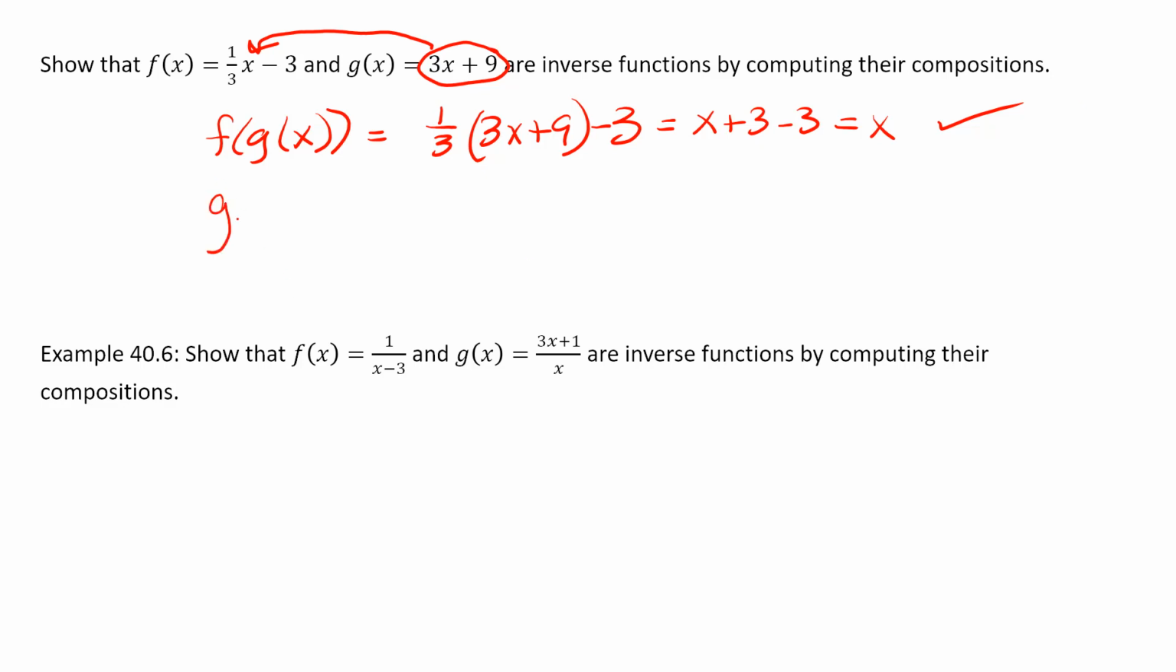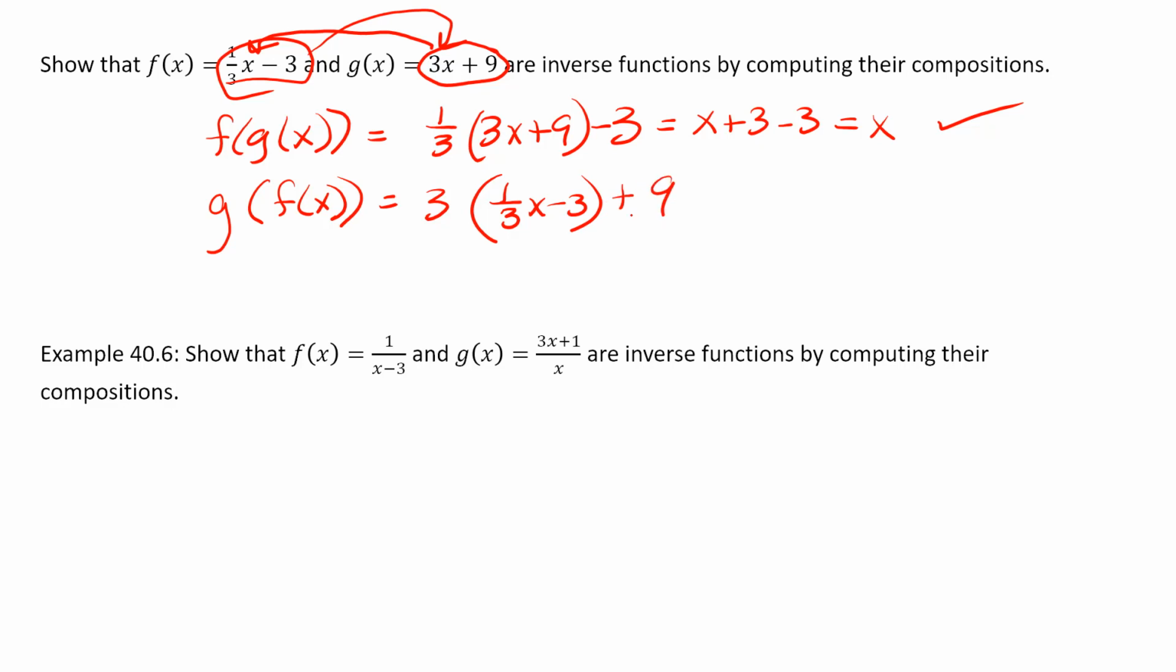Now let's try the other way around. G of f of x, let's put this into this function, into the x. So 3 times 1/3 x minus 3 plus 9. So that gives me x minus 9 plus 9, which is x. So yes, both of them are true. They both come out to be x. And so f and g are inverses.